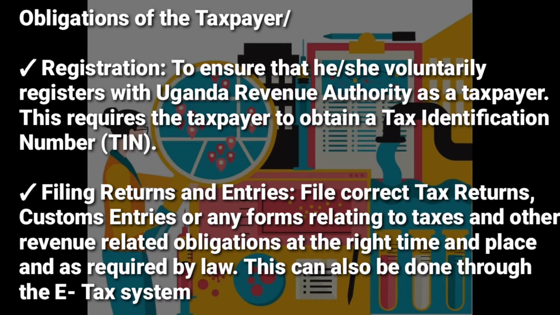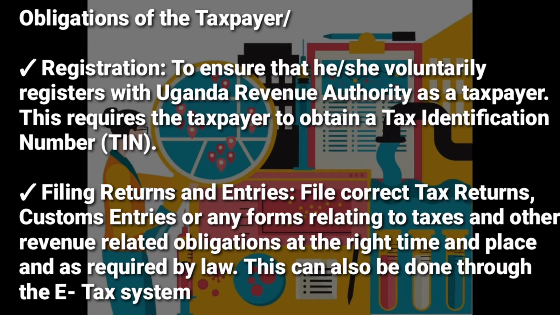So the first obligation is registration. A taxpayer is supposed to voluntarily register with URA as a taxpayer, and this requires the taxpayer to obtain a tax identification number, which is known as TIN. It is free of charge to every applicant, and it is a unique identifier for all tax purposes. The taxpayer can apply for a tax identification number online using URA electronic services. So the first obligation of a taxpayer is registration.